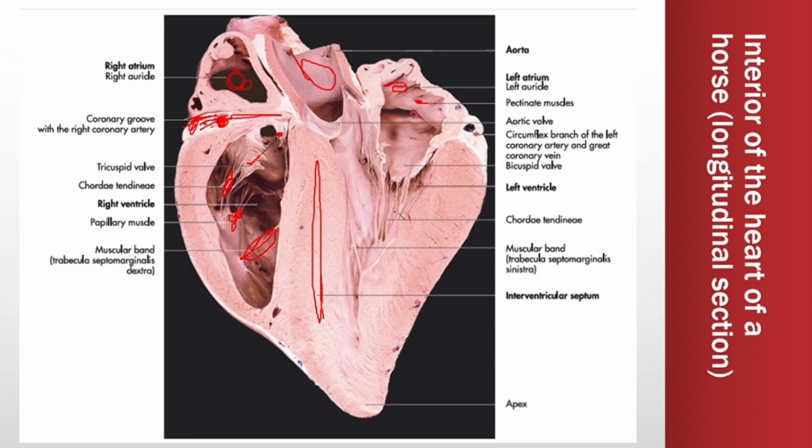Coming to the left side of the heart. As you can see, these small structures are the chordae tendineae, and this right here is the muscular band also, and this is the apex of the heart. As you can see, the right ventricle is not contributing to the formation of the apex. It is formed only by the left ventricle. And right here are the bicuspid valves, and this is the coronary vein. This is the aortic valve we discussed earlier.